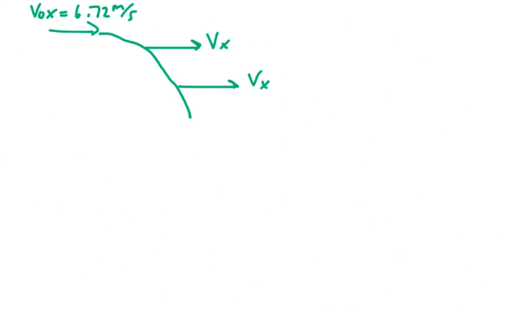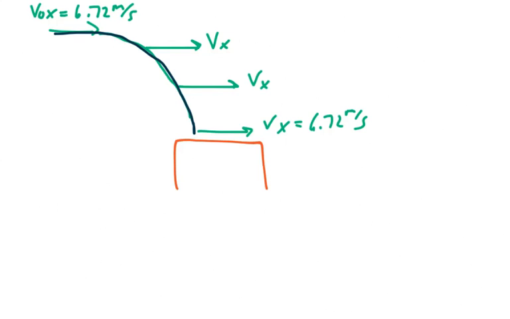Notice I'm making these vectors all the same length. He's taking this overall path. When he gets to this building, he will have an x component of his velocity that is still equal to 6.72, but his y component, although it starts at 0, increases the longer he's in flight, depending on gravity.